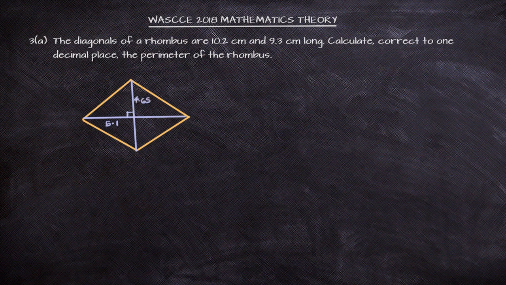So looking at this diagram, we can see that we can get a right angle triangle out of the rhombus as one side of the rhombus. If you are to draw that out, let's draw out our triangle from the rhombus. We have this triangle, a right angle triangle. We have this side as 4.65 and the base as 5.1.